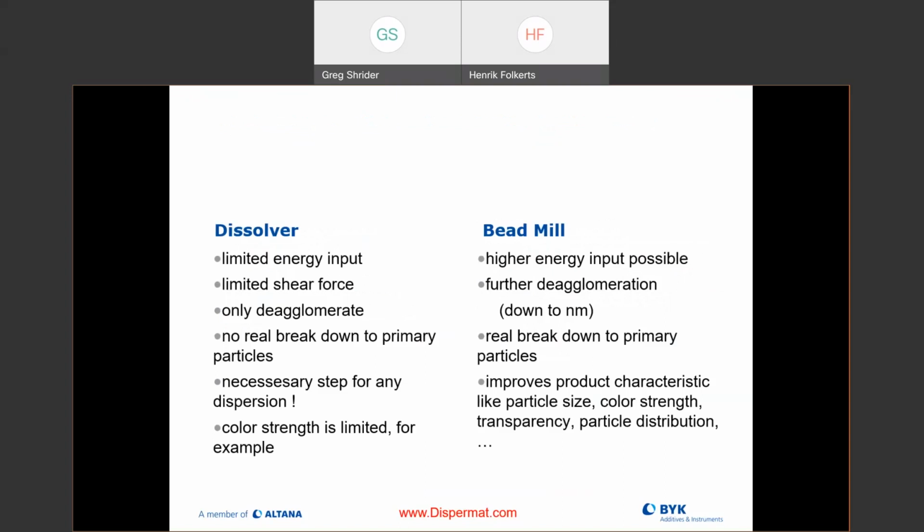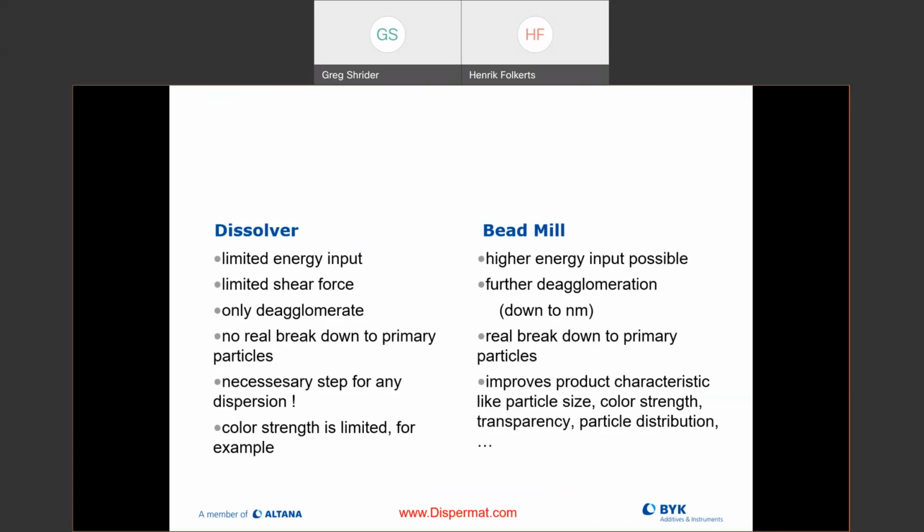So here's just some of the differences. Some of them I stressed already before: on the dissolver, we have a limited amount of energy we can put into a mill base with the blade. Therefore, it's the limited shear force. It's really only to deagglomerate our particles, so you never get down to the primary particle size with just a dissolver blade. And it is, again, a very important step. Don't forego it for your entire dispersion process. So you can't exclude it. It's really critical that we do this properly.